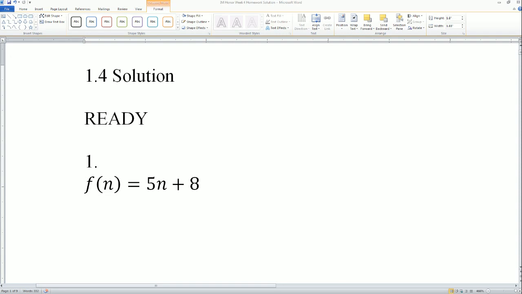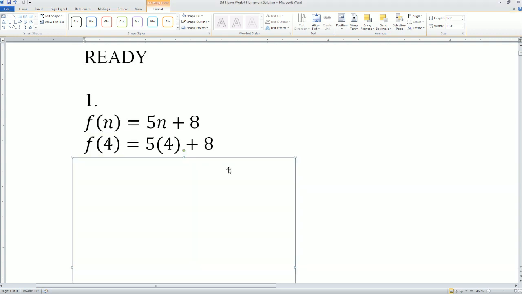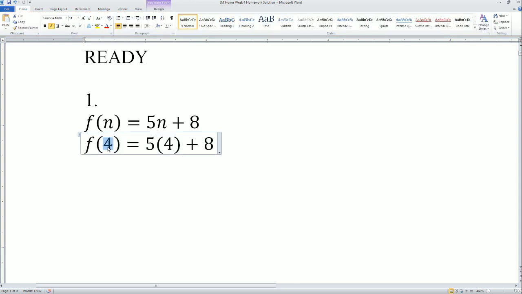This is the homework solution for the MVP 1.4. Number 1, we start with the ready. Number 1 gives us a function f of n equals 5n plus 8. There are certain values that we are going to be plugging in. So for the first one, we are plugging in 4.